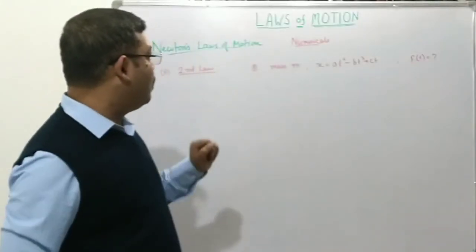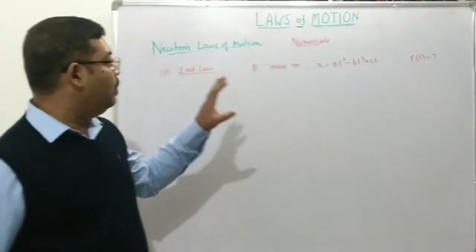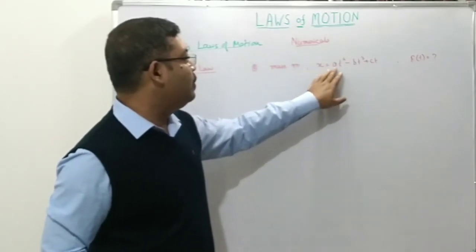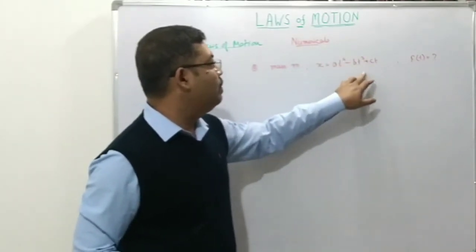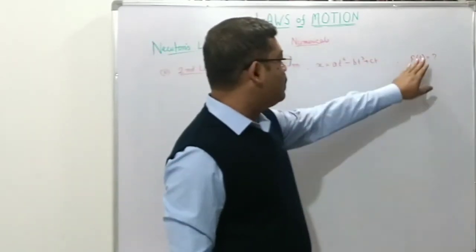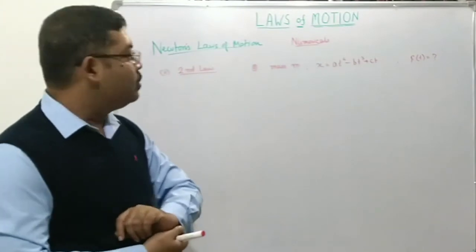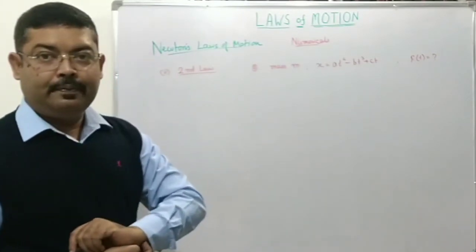Okay, now for the second problem, you are given that an object has a mass m and its position is given by this equation as x is equal to a t to the power 4 minus b t cube plus ct. You are supposed to find the force at time t. So how are we going to do that?